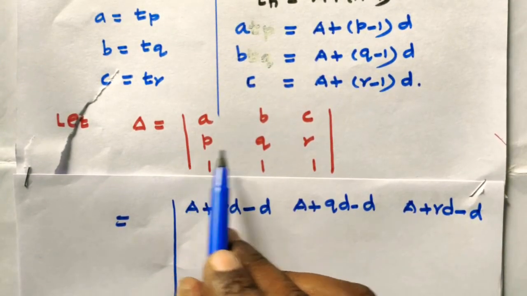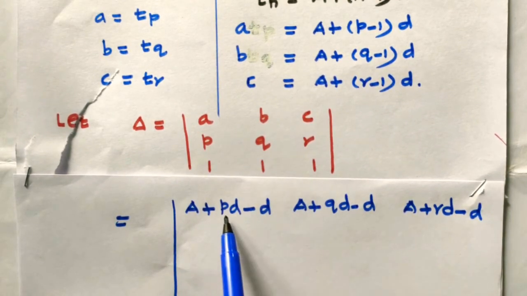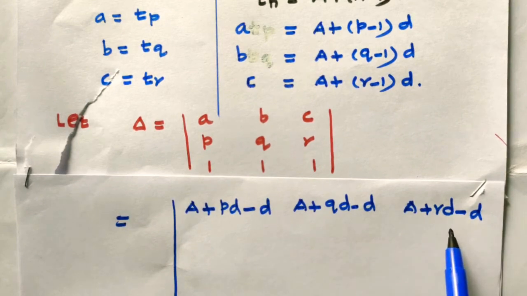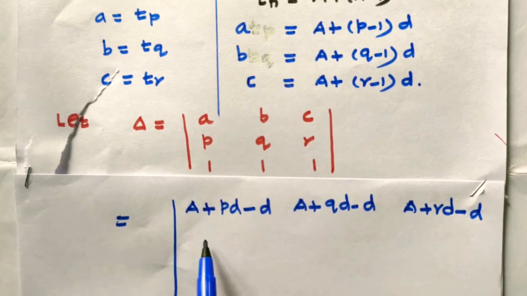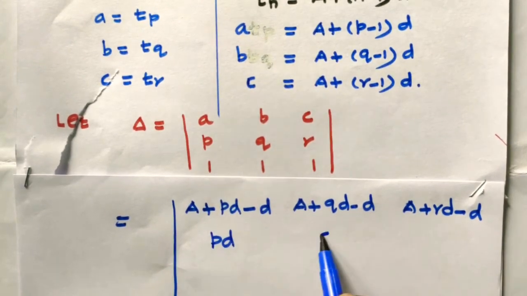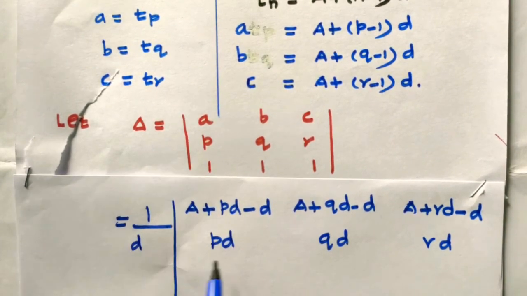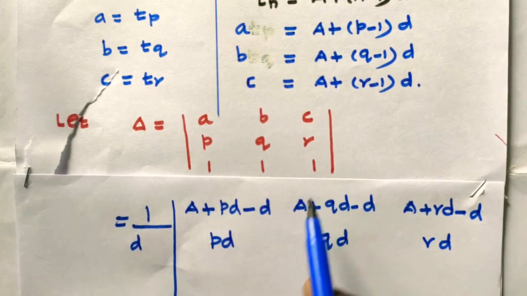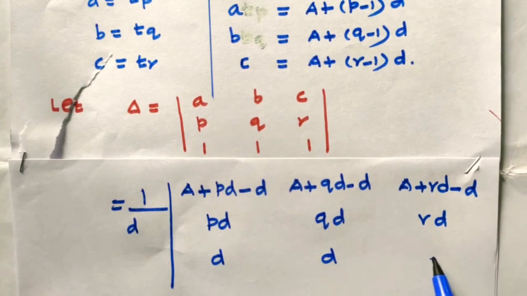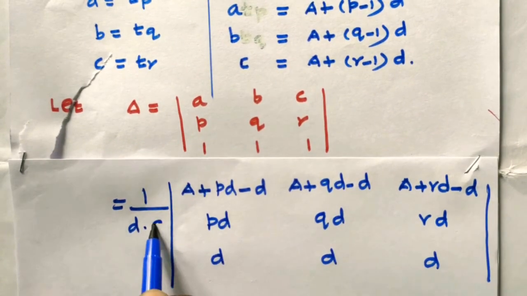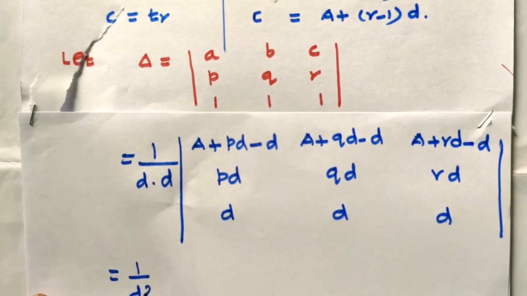And in the second row, the elements p, q, r are there, but here pd, qd and rd. So for solving purpose, multiply the second row by d and divide. So multiply the second row by d, giving pd, qd, rd, and we have divided by d. And multiply the third row by d and divide as well. So after dividing we get 1 into d, d, 1 into d, d, 1 into d, d. So divide by d, which is equal to 1 divided by d square.